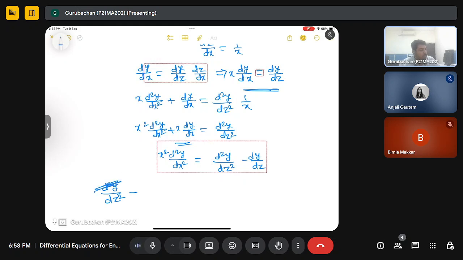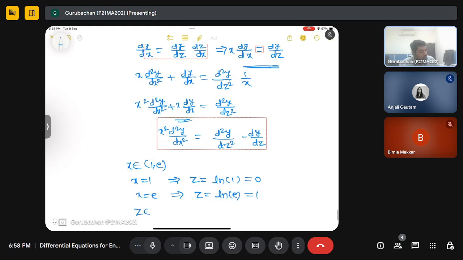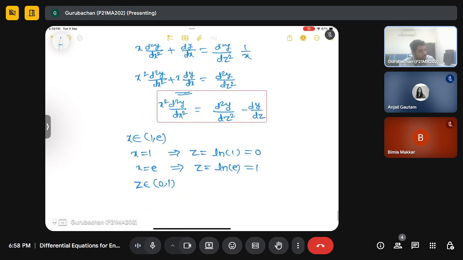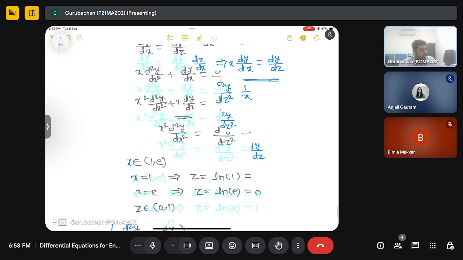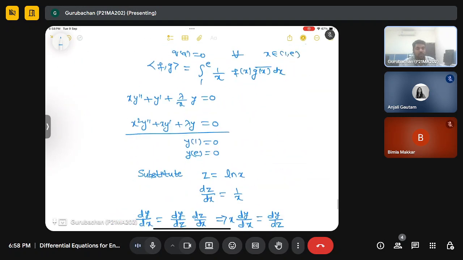Before that, what will be the boundary condition? Since we know that x belongs to 1 to e, if x is 1, this will imply z will be ln 1, which is nothing but 0. And when x is e, this will imply z will be ln e, which is 1. So now the domain of z must be 0 to 1. So from here, you will get d2y by dz square minus dy by dz. This is your first term, and the second term will be plus xy dash.